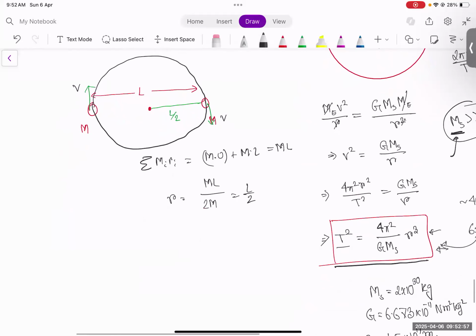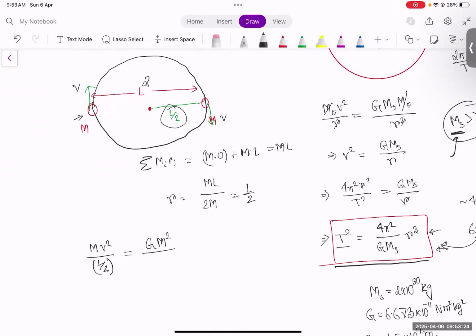The centripetal force in this case on one object, let's take one object, will be m v squared divided by r. What is r? R is L over 2. That is equal to the gravitational force. What is the gravitational force? It is G m times m, which is m squared, divided by L squared. Remember, the distance between the two objects is L.